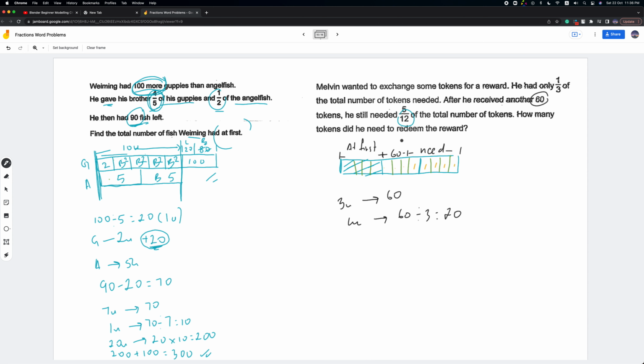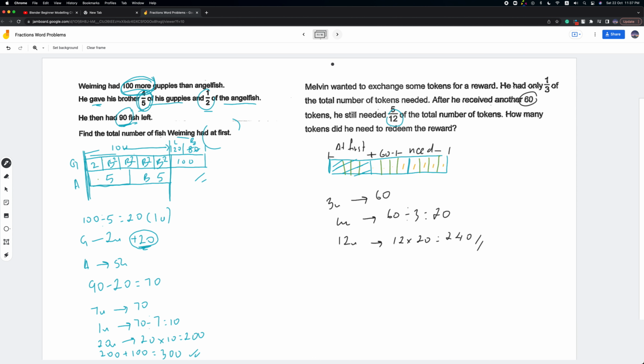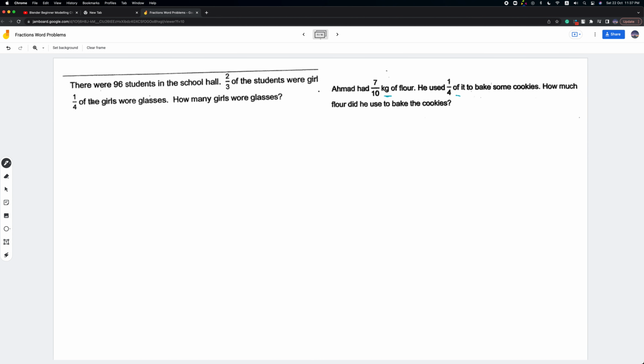How many tokens did he need to redeem? So altogether, if you count, there will be 12 units. So 12 units is 12 times 20 equals 240. Okay, so this is quite straightforward if you understand fractions. Alright, on to the next one.